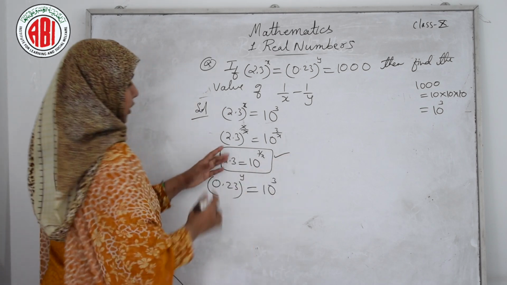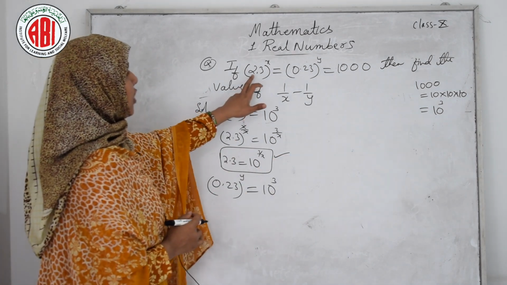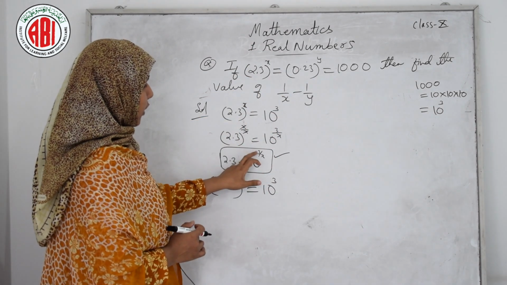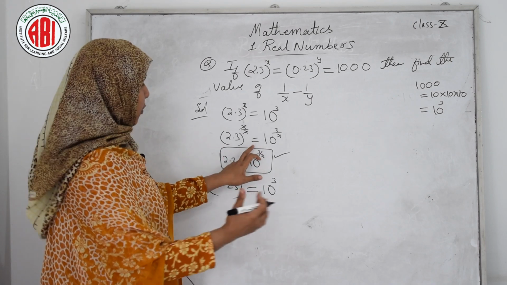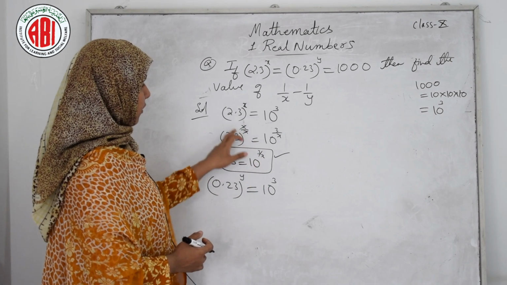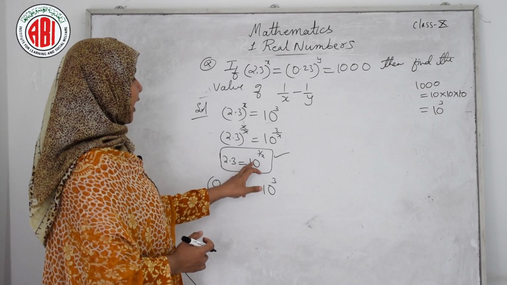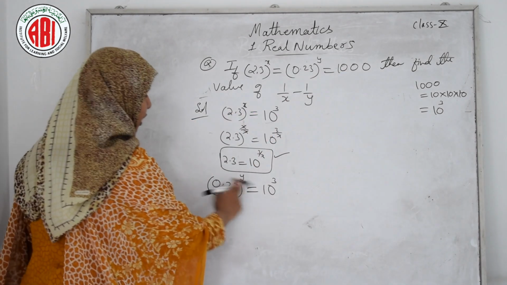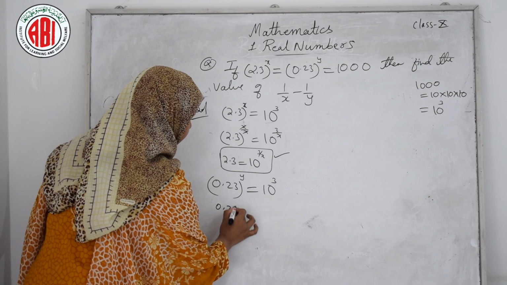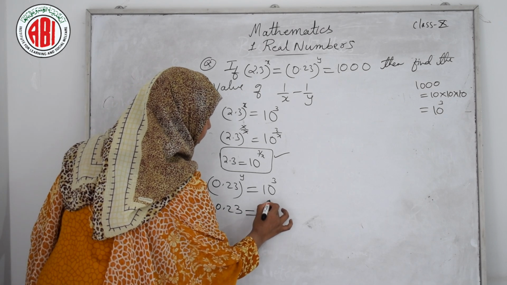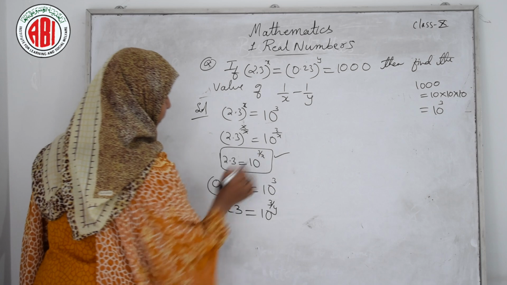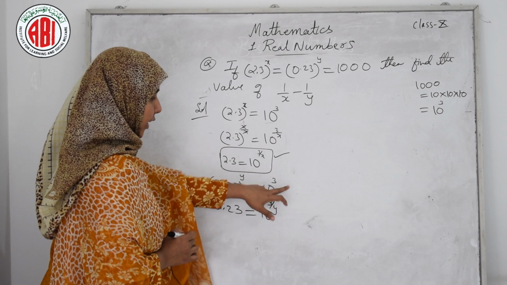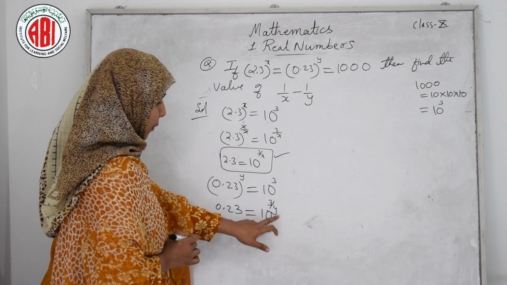This you have to remember, we are going to use it here. First, 2.3 whole to the power x is 10 cube. This exponent we have shifted to the other side, so it goes in the denominator of the exponent only. So here 2.3 equals 10 to the power 3 by x. Next we are equating these two. So 0.23 whole to the power y is 10 to the power 3 by y. Same thing as this: this is 2.3 and this is 0.23. This y we are shifting here, so it comes like this, 10 to the power 3 by y.